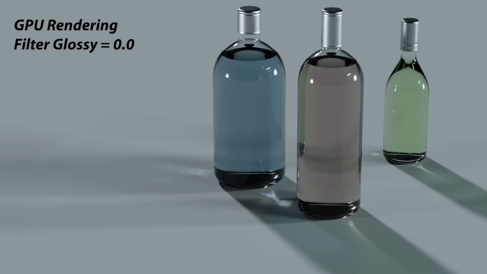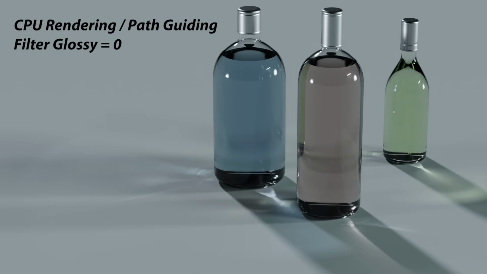Now here's one where we're initially seeing GPU rendering, and we are getting some caustics. So this is what I was saying before. In some situations, GPU rendering is going to give you caustics, but as soon as we switch over to path guiding with filter glossy set to 0, we get this. So path guiding still amplifies the effect.